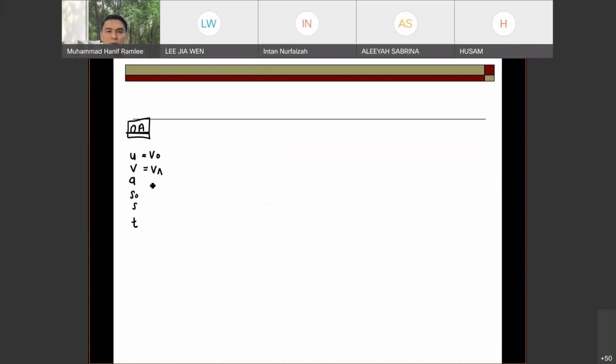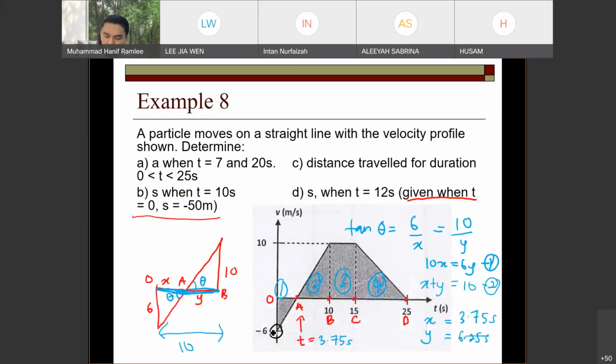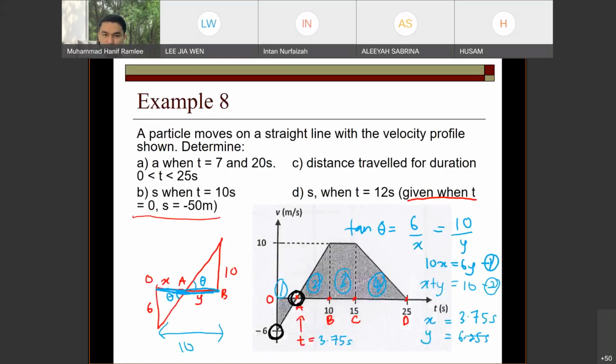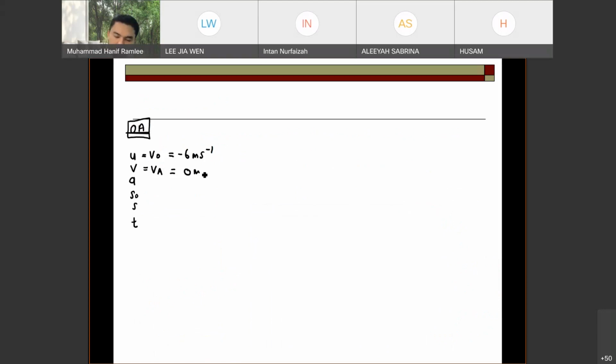From the graph, we know that V naught is here. This is V naught, V0, negative 6 meter per second. And VA, from the graph, we can know this one, so V equal to 0. And A is unknown. You can put the unknown value like this, AOA, from O to A.